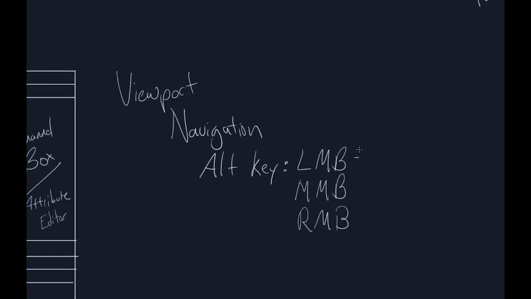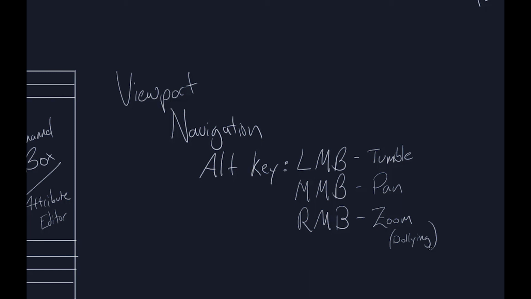Okay, so first off, hold down the Alt key. Left mouse is going to tumble. I'm writing this down because I think it'd be nice for you to write it down, by the way. Middle mouse is going to pan. Right mouse is going to zoom. And actually, technically, this is dollying.